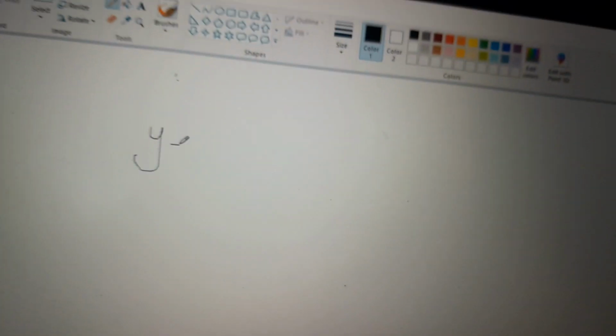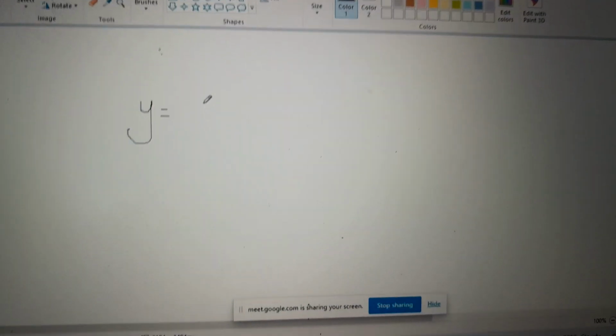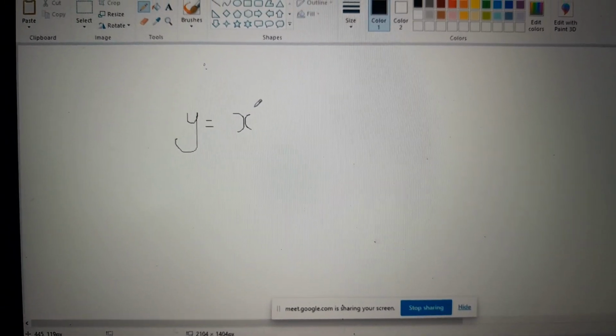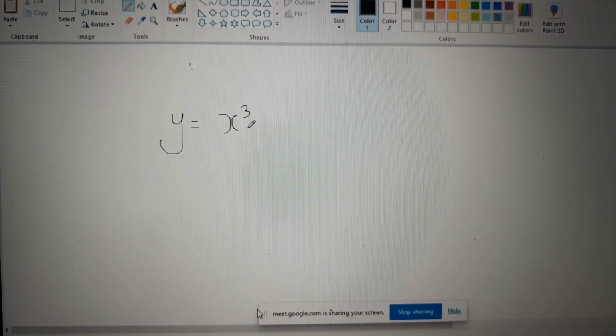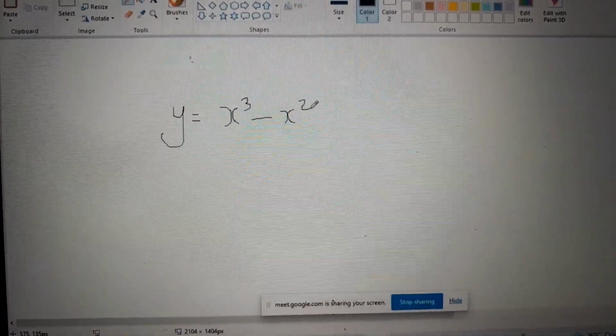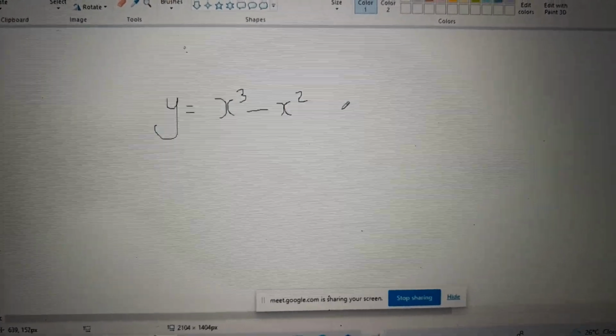Expression, all of that in a few. y is equal to x cubed minus x squared minus x plus 7.